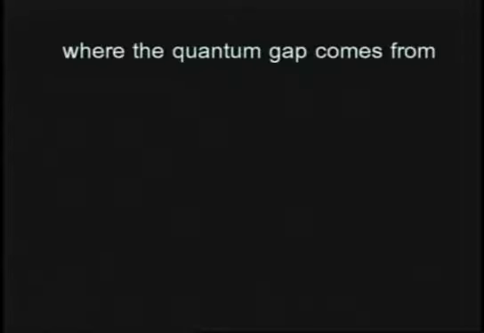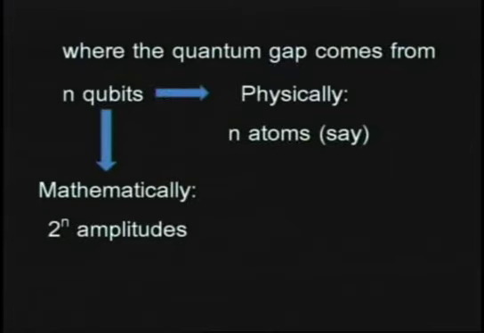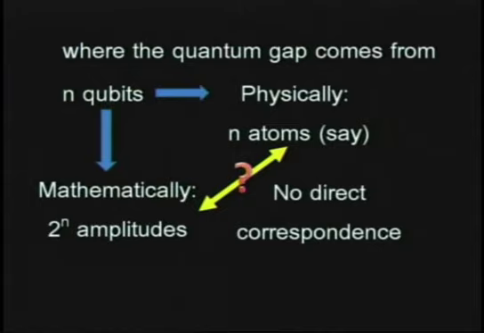That's it. You can start to see already where the quantum gap comes from, because if you have n qubits, which physically will be implemented in the laboratory using, say, n atoms, so 3 qubits will become 3 atoms, mathematically it's described by 2 to the n different amplitudes. Well, 2 to the n is typically much, much, much bigger than n atoms. There is no direct correspondence from one to the other, which is reflected in the fact that physically we don't have direct access to those amplitudes.